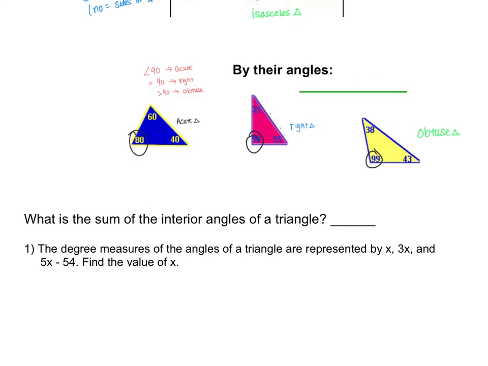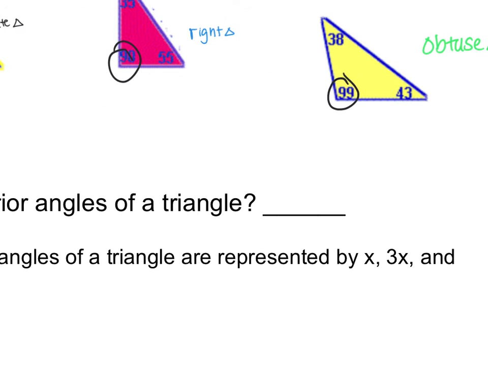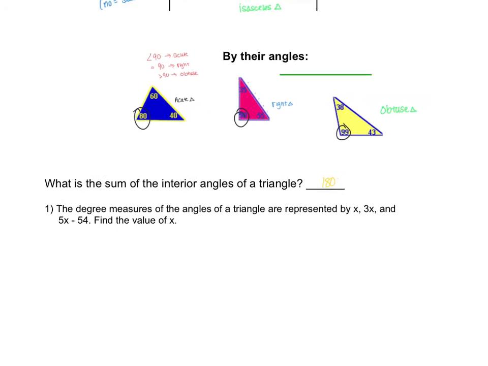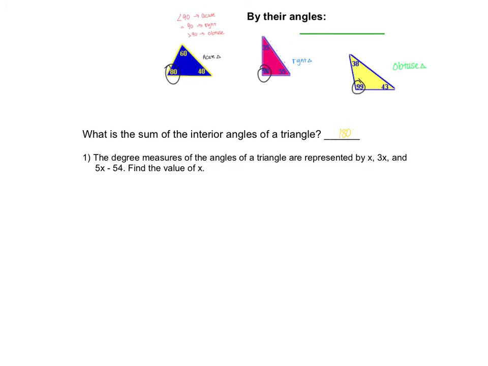And then a quick fast fact. When I tell you a fast fact, I mean you need to know this fact cold. The sum of the interior angles of a triangle is 180 degrees. So that is going to be our big feature. The sides don't add up to 180. The angles add up to 180.